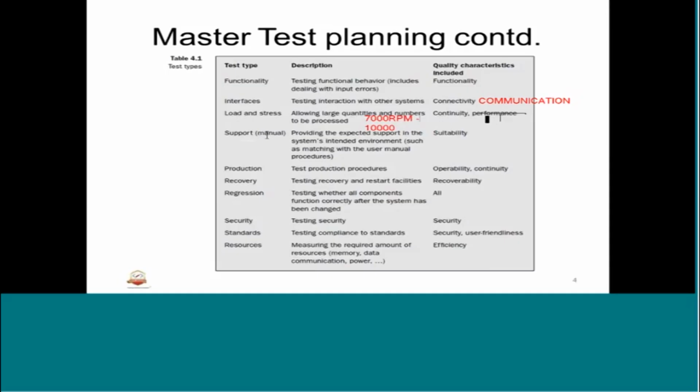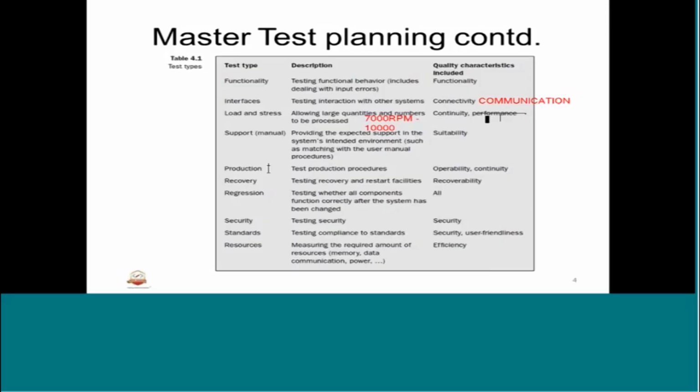Okay. The next type is support, providing the expected support in the system's intended environment. That means the test types which will help us, directly or indirectly, in arriving at some of the results. So it is the expected support in the system's intended environment, such as matching with the user manual procedure. That means an overall understanding of the features or functionalities and behavior, to arrive at some analysis, conclusions, etc. All this will be part of this support testing. It is attributed as suitability.